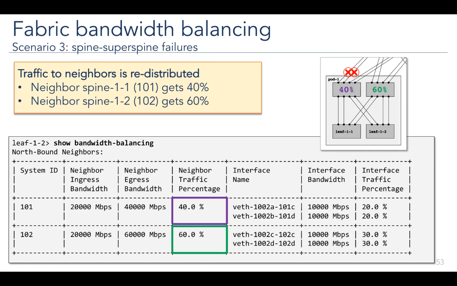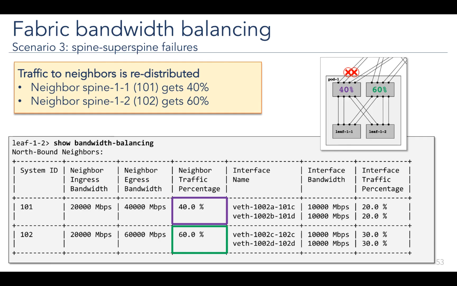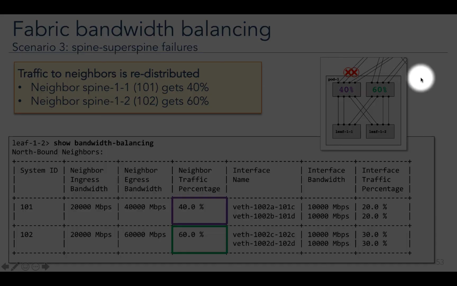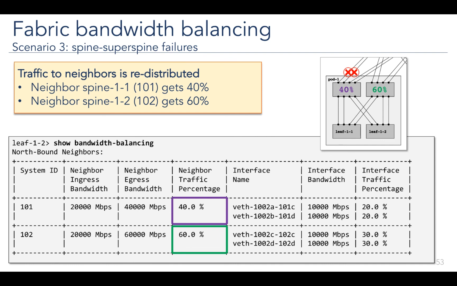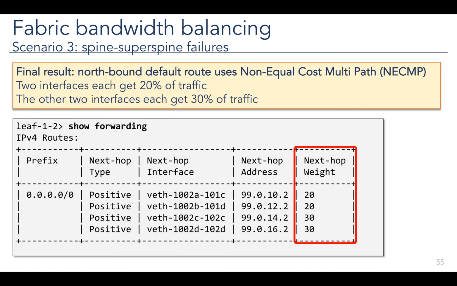As a result of this, leaf12 decides to send only 40% of the traffic to spine11 because it has reduced capability to forward the traffic to the rest of the network, and it decides to send 60% of the traffic to spine12, which still has full capacity to send traffic to the rest of the network. Within the link groups of each neighbor, the traffic is distributed equally amongst the links because each link has the same capacity. What we end up with is a non-equal cost multipath route where 20% of the traffic is sent over the links to spine11 and 30% of the traffic is sent over the links to spine12.